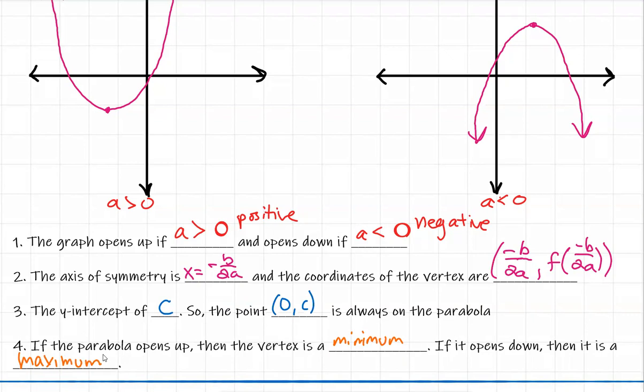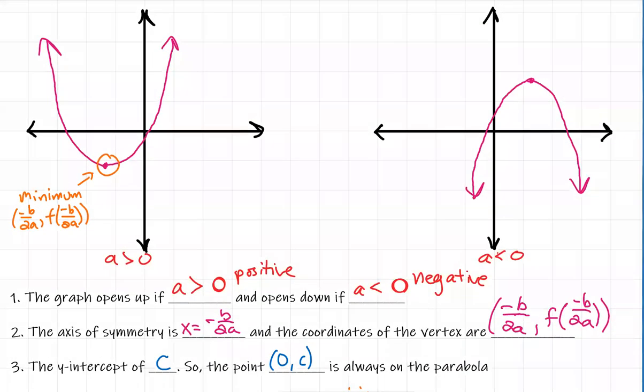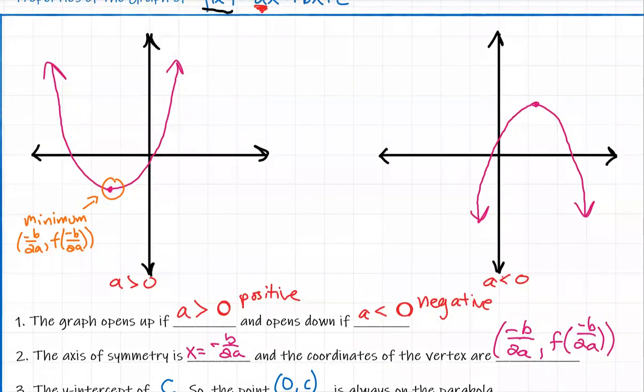Okay, so over here on the left hand side parabola, this is a minimum. Okay, and the coordinates are negative b over 2a, comma, f of negative b over 2a. And then same idea with the other one. This is a maximum.